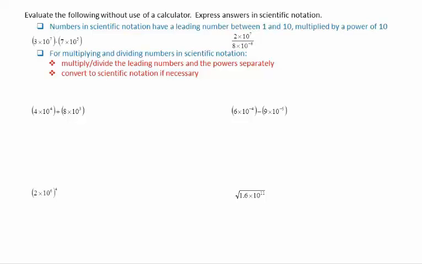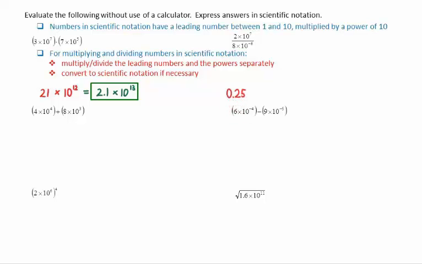For the first question, 3 times 10 to the 7 times 7 times 10 to the 5. The 3 and the 7 are multiplied to give 21, and then the 10 to the 7 times 10 to the 5 are multiplied to give 10 to the 12. We then have to switch it to scientific notation. The 21 is made 10 times smaller to 2.1. To compensate for that, the 10 to the 12 has to become 10 to the 13, 10 times bigger.